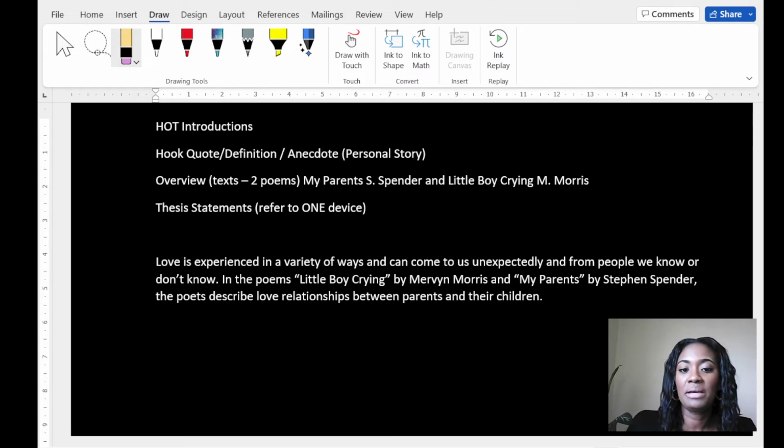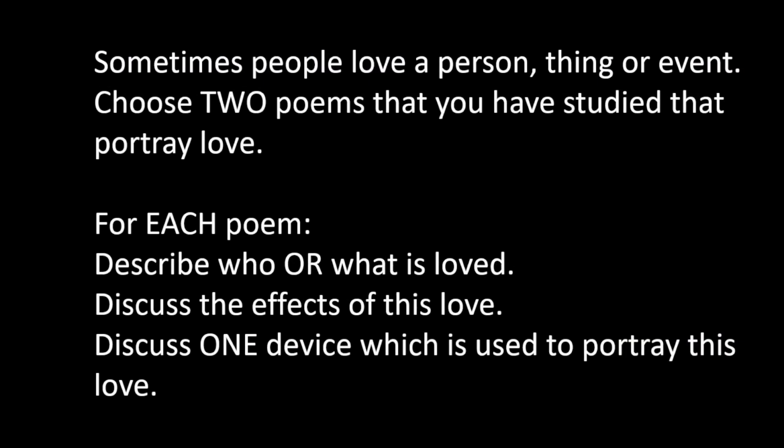And so if we think back to the question that we have to answer, sometimes people love a person, thing, or event. And the second part, which says, for each poem, describe who or what is loved, discuss the effects of this love, and discuss a device, especially when we speak about the effects of the love. When we think about the effects of this love, this portion of the poems is really a key and critical part of our analysis.